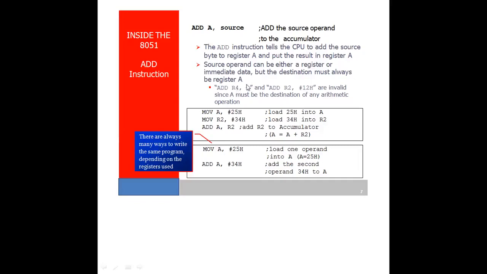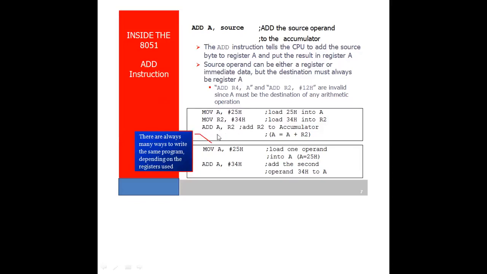Okay, so these are the invalid instructions. After that, you see one very simple example we have considered to show how the addition operation is performed. Move A, the immediate data 25, means 25 is loaded inside the accumulator. Then it will execute the instruction move R2, 34H, means 34 will be loaded inside the register R2. Then I'm writing add A, R2, means the value stored inside the register R2 will be added with the accumulator. Then the result will be placed inside the accumulator.